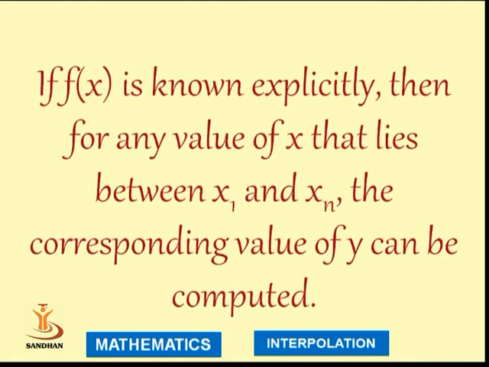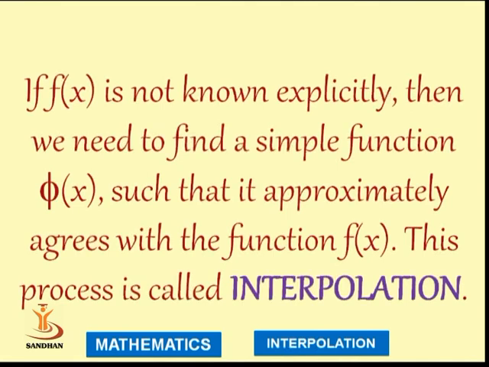Now, if this f of x is known explicitly, then for any value of x that lies between x1 and xn, that is within the set bound, and if the form of f(x) is known to us, say ax squared plus bx plus c, or any other form, and if the value of x lies between these bound values x1 and xn, then the corresponding value of y can be computed.